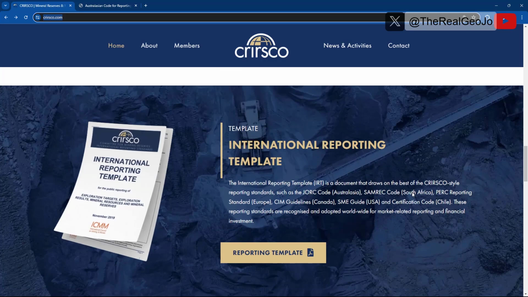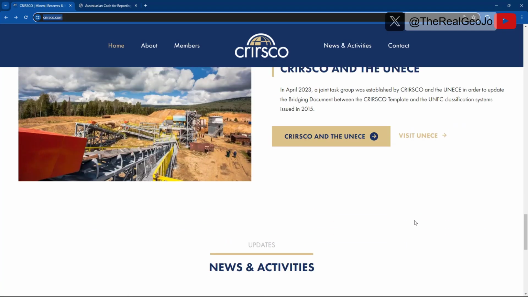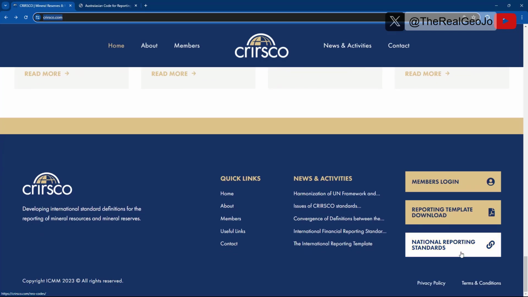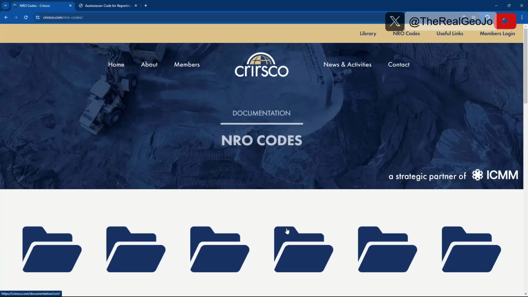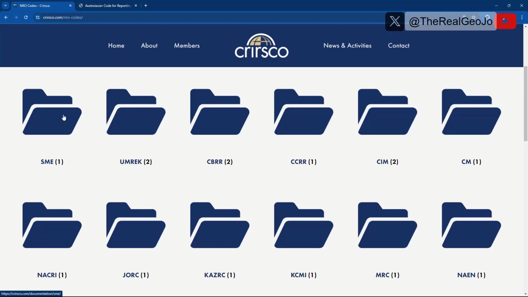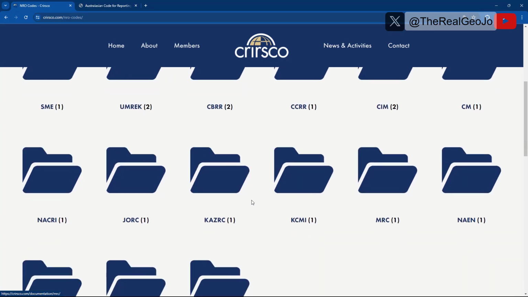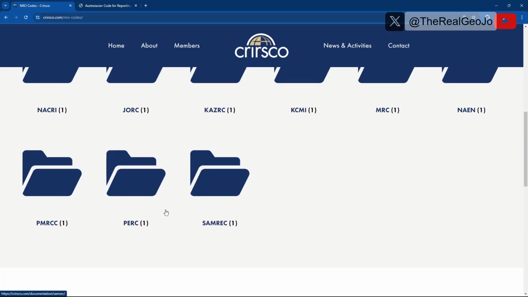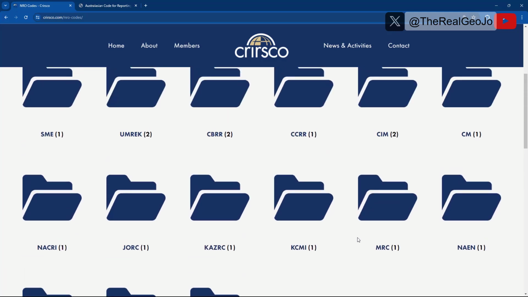You can come here to the bottom on the right and you will see all the national reporting standards under this link. Here you can access the standards from the United States, the ones from Brazil, Canada, Chile, for example, Kazakhstan, Australia, South Africa, Europe, and some others.